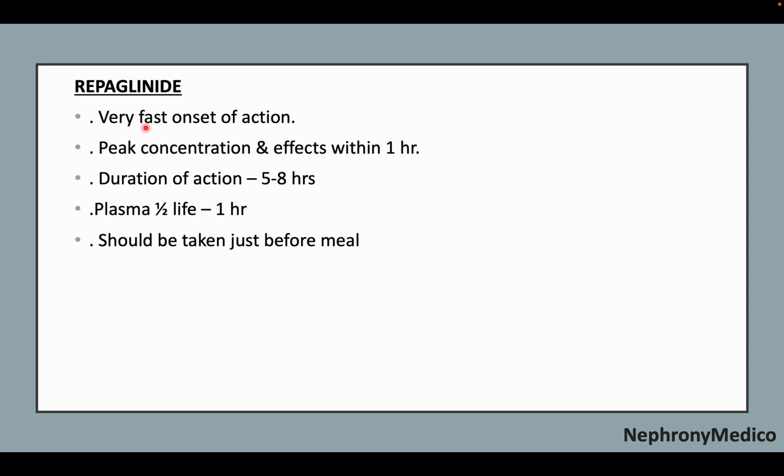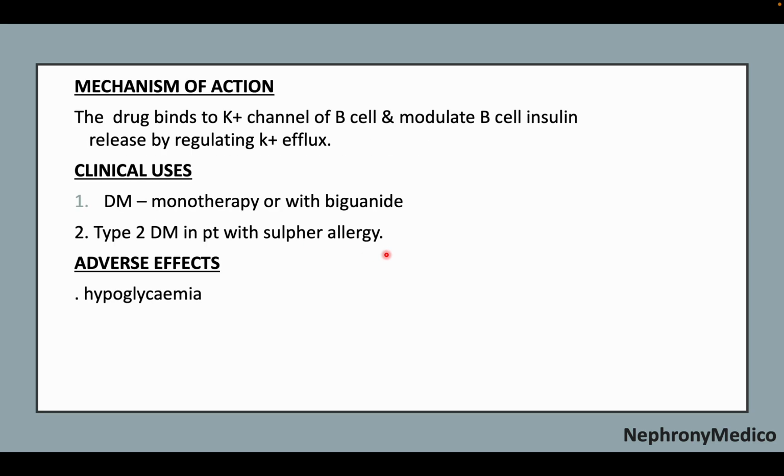Repaglinide has a very fast onset of action, and the duration of action is 5 to 8 hours and it should be taken just before a meal. The mechanism of action: the drug binds to the potassium channel of the beta cell and modulates beta cell insulin release by regulating potassium efflux. Clinical uses include diabetes mellitus, monotherapy or with a biguanide, and type 2 diabetes in patients with sulfur allergy.